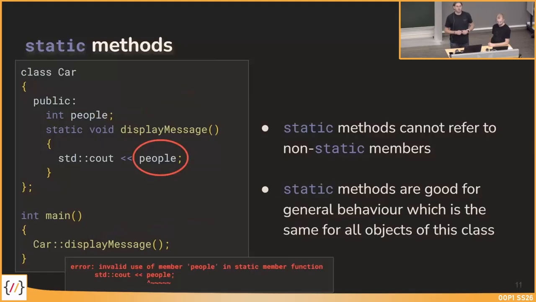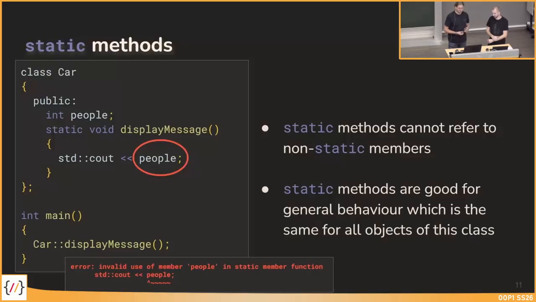But now it gets interesting. So we have this static method in our class. It's called display message, and we want to print the number of people here in our static method. However, this will not work because we have a static method, and inside of the static method, we are using a non-static member variable, in this case, people. And whenever we have a static method, we cannot use any non-static member inside of this static method. It also wouldn't make sense, actually.